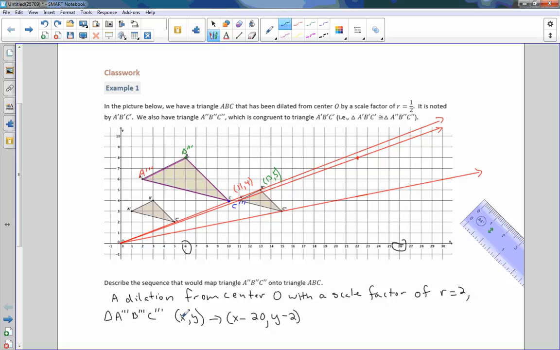Okay, followed by a translation. So I would have that triangle A triple prime, B triple prime, C triple prime, okay? And then followed by a translation. So we're going to translate left 20, down 2. There is our sequence that would map our triangle here to here.